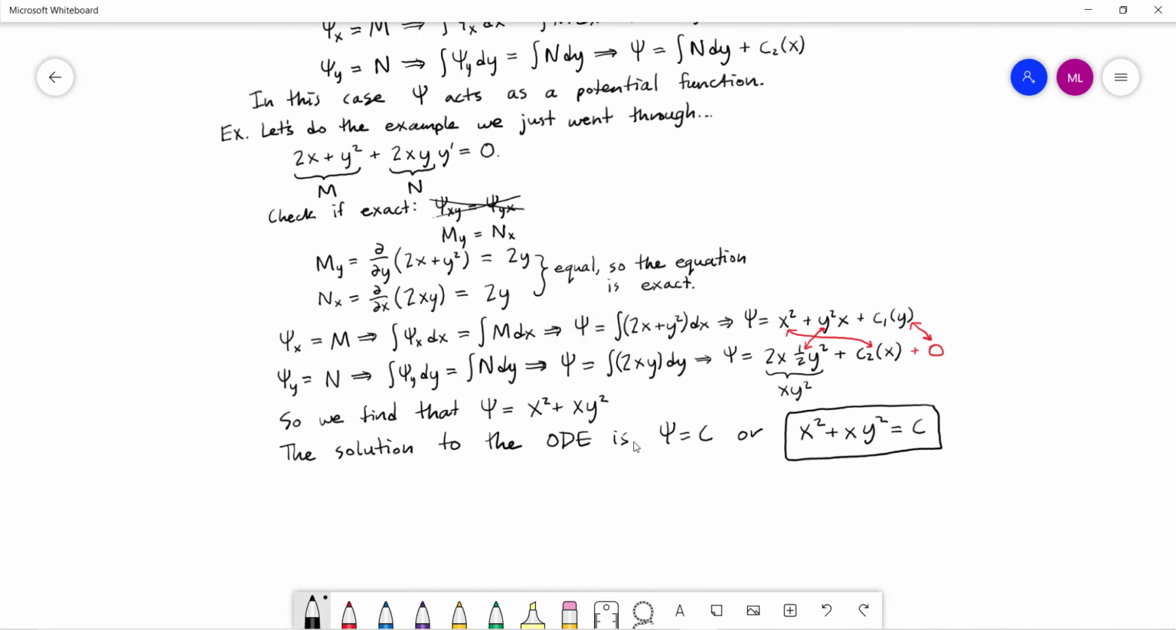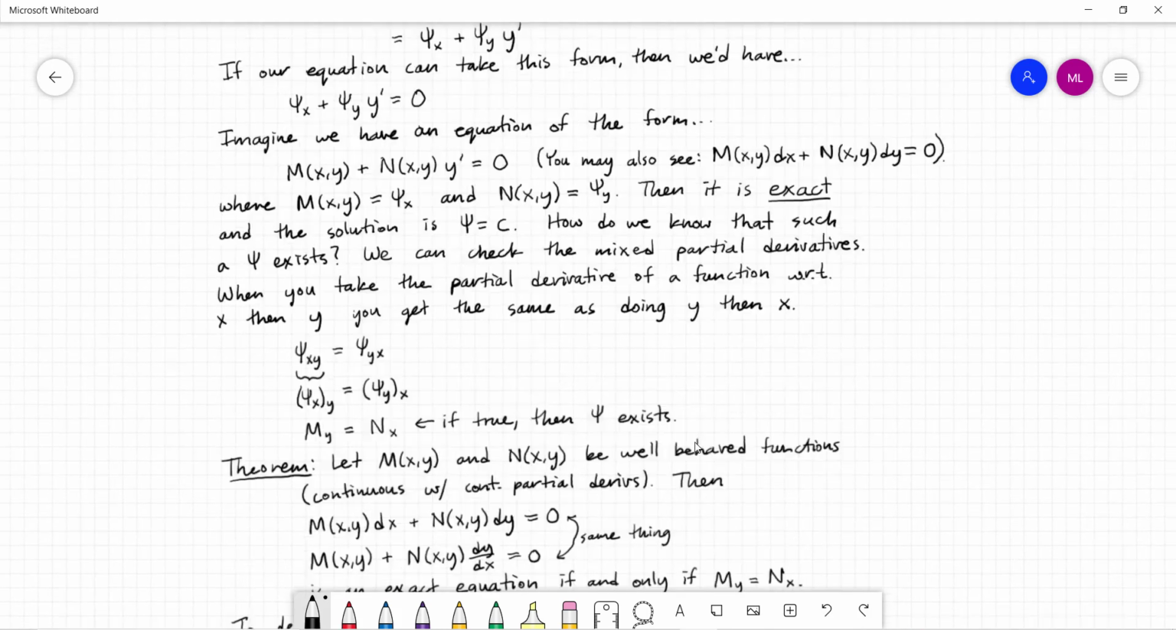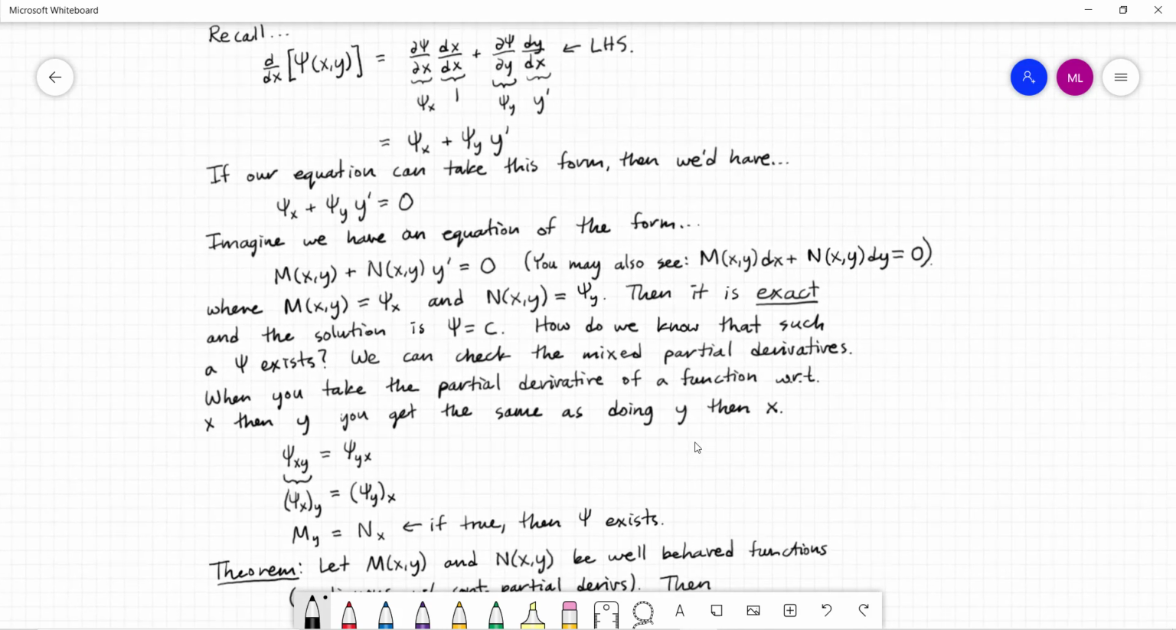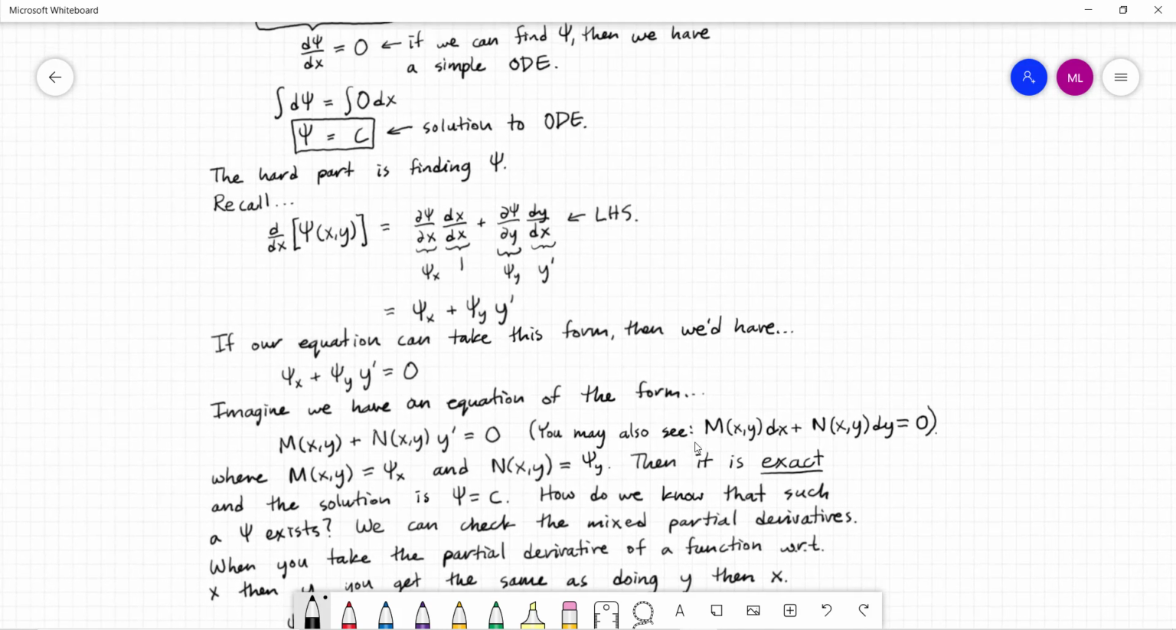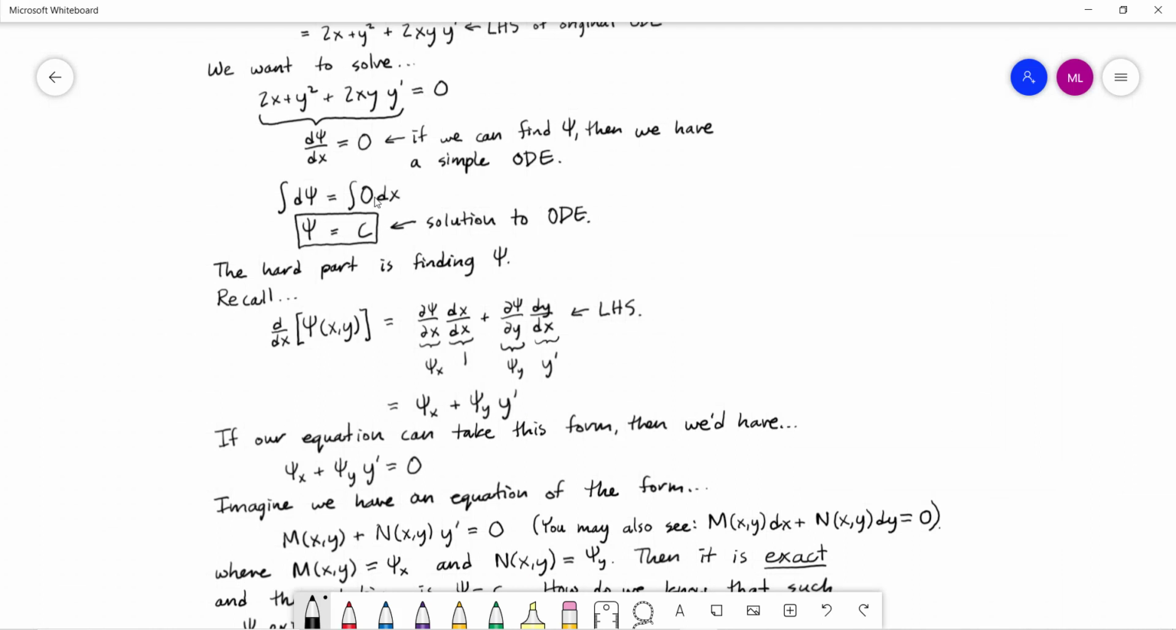And again, why is psi equals a constant the solution? That has to do with, if we go way back to right here, there it is, the fact that if we can write the left-hand side as the result of taking d psi dx, then we get a differential equation that can be integrated and solved very easily right here. So that's why psi equals a constant is the solution. So once we find psi, we're good to go.